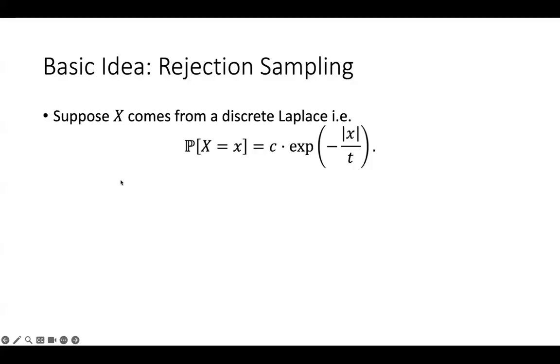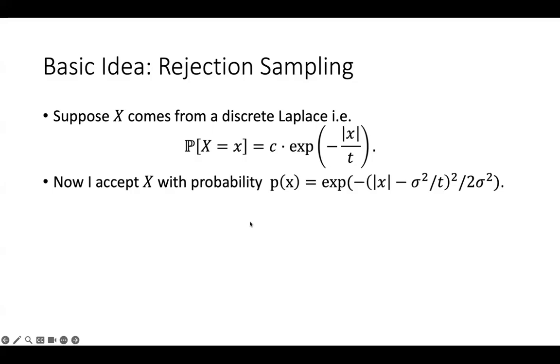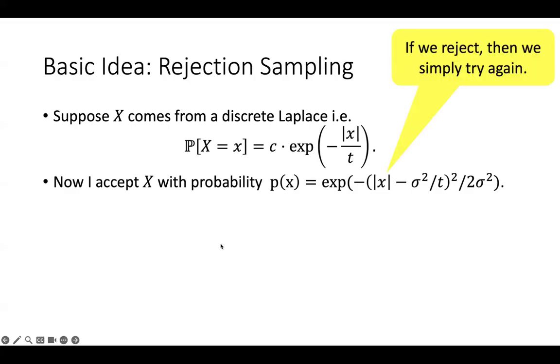Okay, so I'll be a little bit more precise about this. Let's assume for now that we have a mechanism for sampling x from a discrete Laplace distribution. That means that x has a probability proportional to e to the minus absolute value of x over t. Now I'm going to accept x with this probability, and you'll see how the math works out in a second. And if we reject, then we'll just try again, compute another sample and accept with that probability.